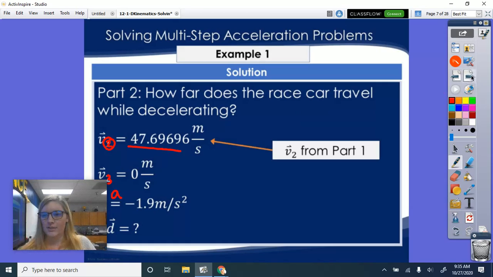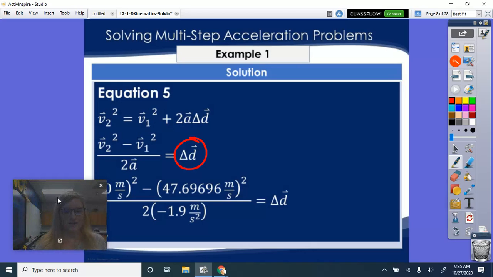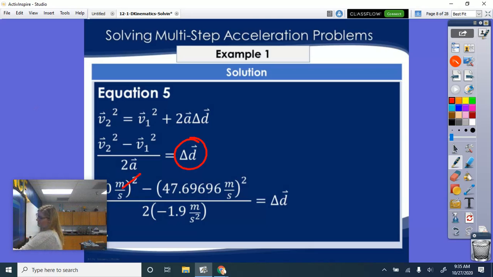Now I'm going to use the exact same equation that I just did, but this time we have all the information except for the displacement of the second part. So I plug in all of my information. My final velocity, we're coming to a stop, so that's 0, so I don't have to worry about that. And then the other thing you have to make sure you're doing is keeping an eye on that minus 47.6969696 squared. So that is actually going to end up being the same thing as saying plus a negative, right?